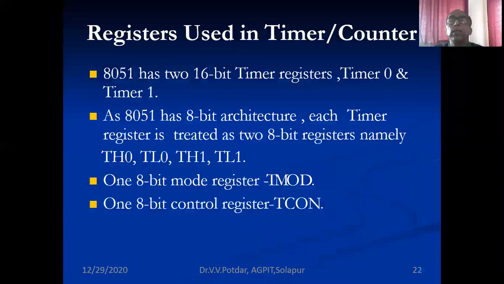The registers used in timer counter: the 8051 has two 16-bit timer registers, timer 0 and timer 1. The 8051 has 8-bit architecture. Each timer register is treated as two 8-bit registers, namely TH0, TL0, TH1, TL1. One 8-bit mode register, TMOD, and one 8-bit control register, TCON.